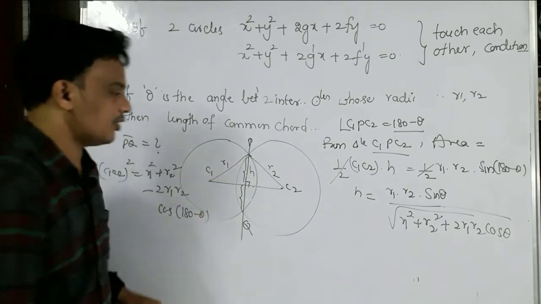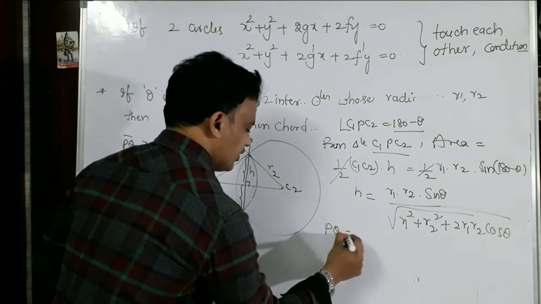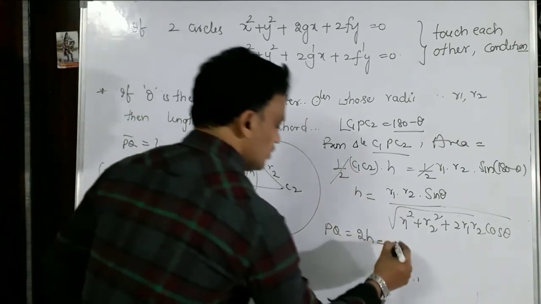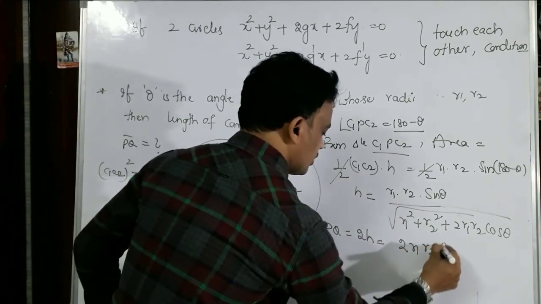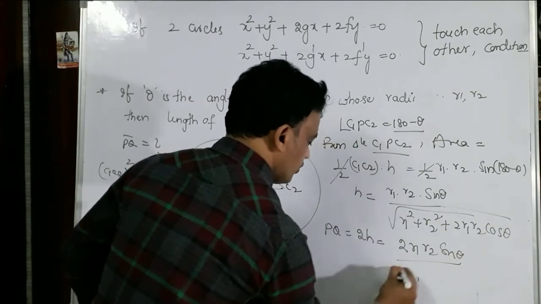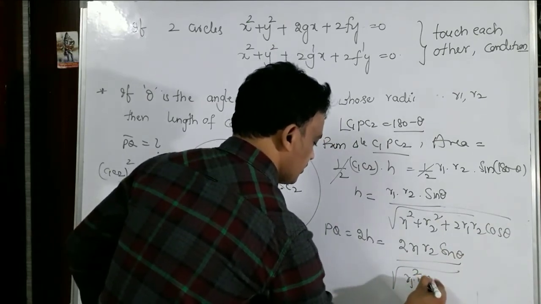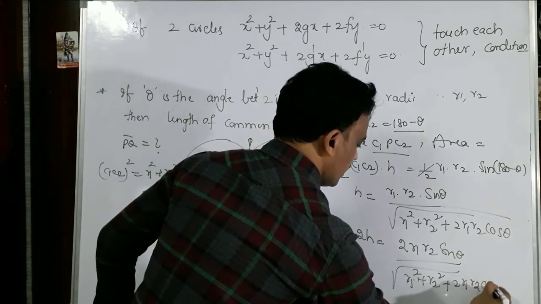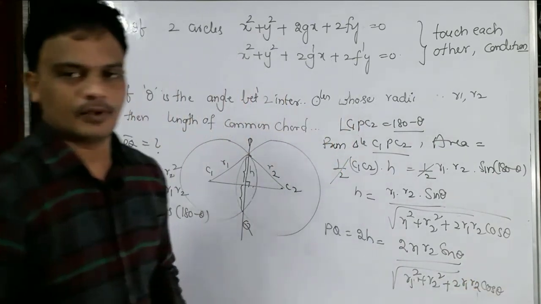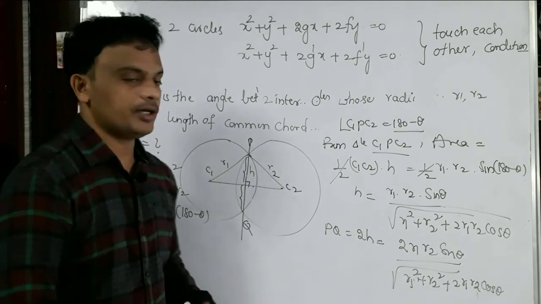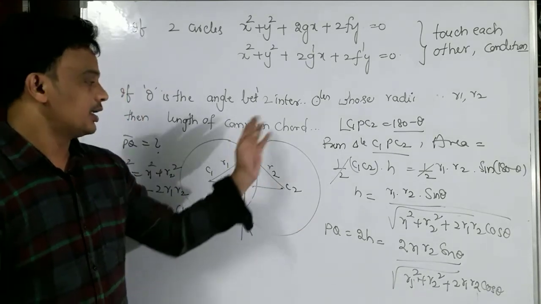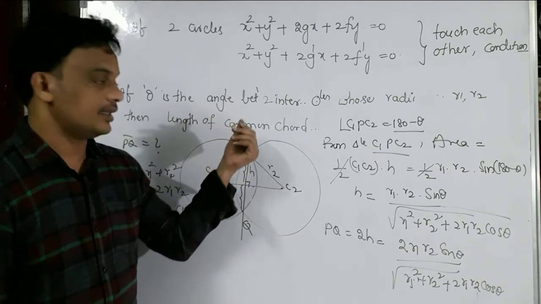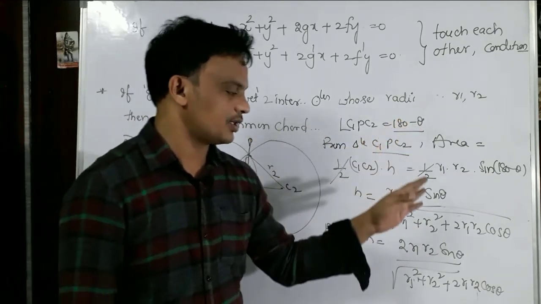Now I want the length of PQ. The length of PQ is nothing but 2H, which is 2 R1 R2 sin theta by root of R1 square plus R2 square plus 2 R1 R2 cos theta. Right? So this is one of the very important concepts: the length of the common chord when two circles with radii R1 and R2 intersect making an angle theta.